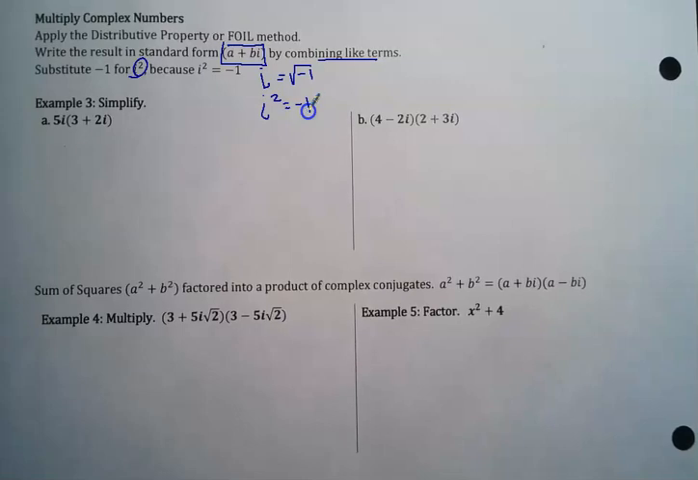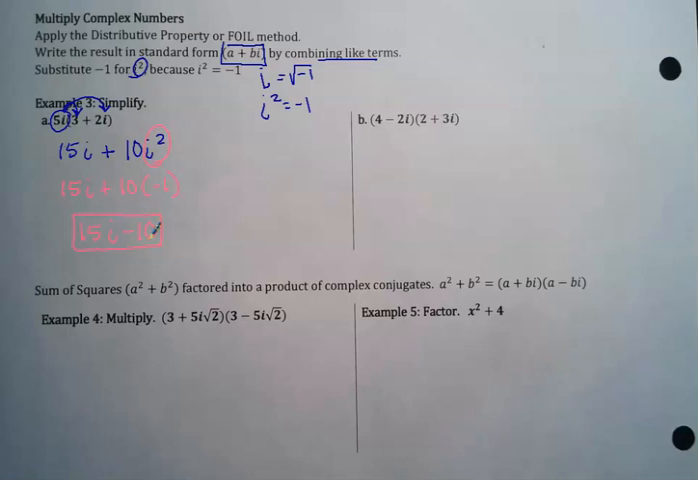Okay, so example 3, we just need to distribute. We're going to take this 5i and distribute it. So what's 5i times 3? Perfect, 15i. And then what's 5i times 2i? Excellent, it's 10i squared. So now I have an extra step because I have an i squared. So this is 15i plus 10 times negative 1, which simplifies to be 15i minus 10.